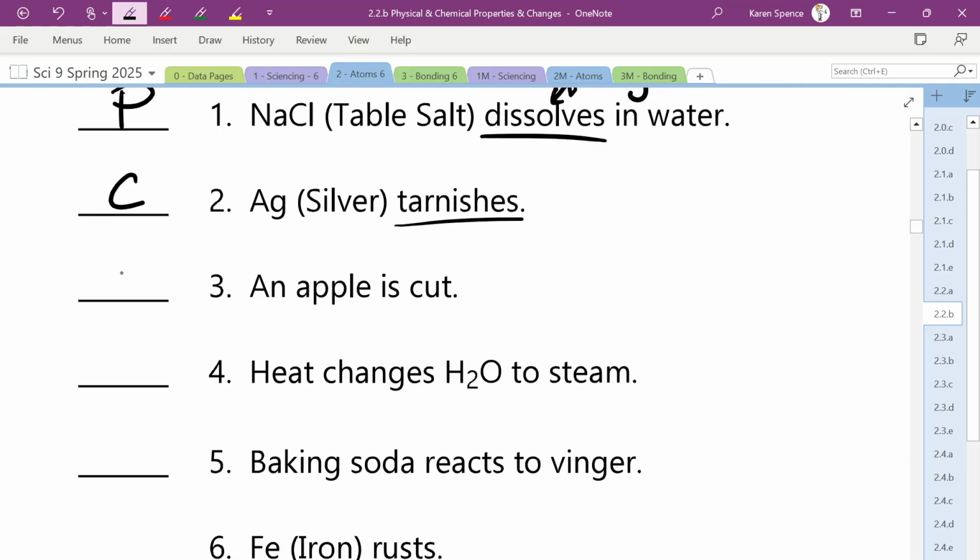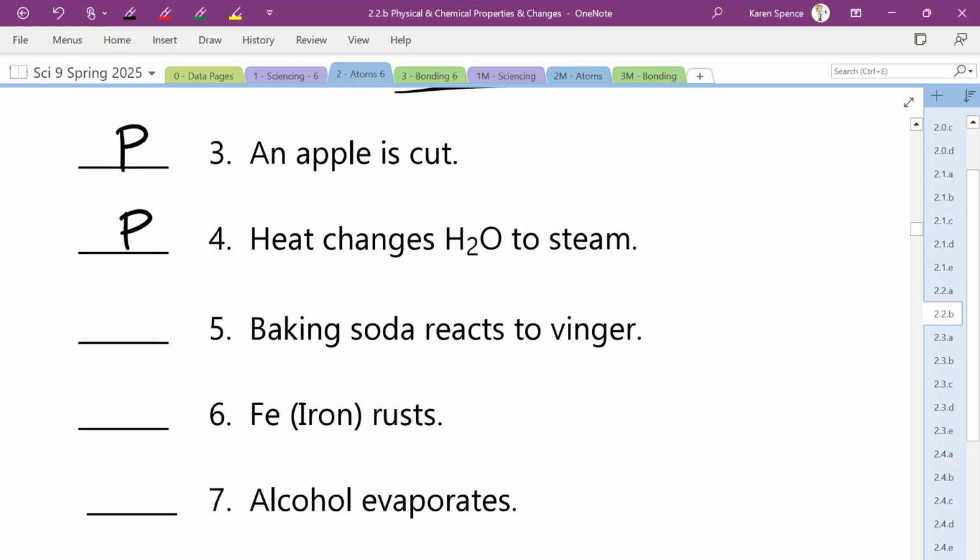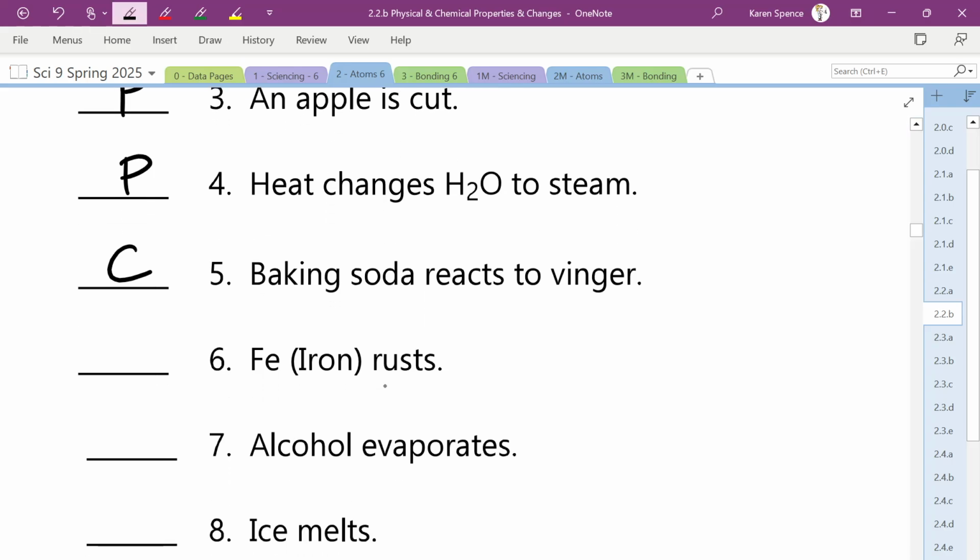An apple is cut. Physical. Heat changes water to steam. Physical. Baking soda reacts to vinegar. Chemical. How many people have mixed vinegar and baking soda? Anyone not mixed vinegar and baking soda? Go try it at home. Just make sure you do it in a sink or something. Okay? It's a little bit exciting. Little chemistry at home.